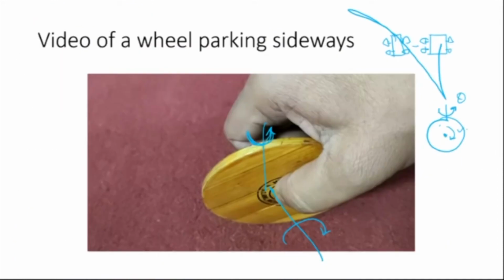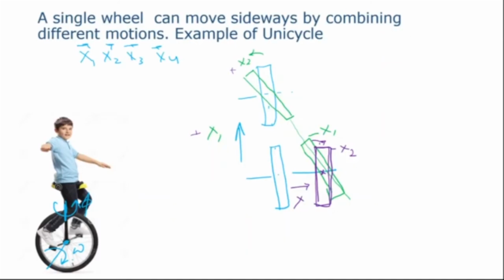So here we saw the example that this wheel can actually go sideways just by making different maneuvers. First it goes like this, then it turns that side, then it goes back, and then it turns in that direction. So this is x1, this is x2, this minus x1, and that is minus x2. This is the case of a single wheel that can move sideways by combining different motions.